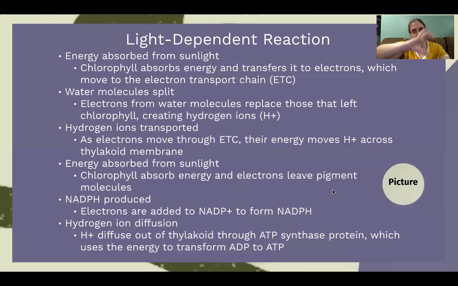Now, as the hydrogen ions flow through the channel in the ATP synthase, it generates energy like a water wheel does. That energy is stored on ADP, adenosine diphosphate. When you store energy there, it allows you to form a bond with a third phosphate, turning it into ATP.